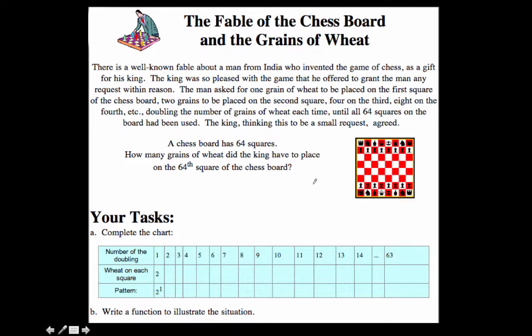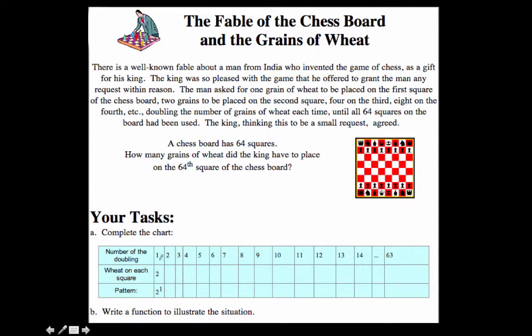So the fable is this man from India had invented the game of chess as a gift for his king. And the king was so happy that he said, "Ask me any request within reason and I'll grant it to you." And so the man said, "Okay, here's what I want. I want a grain of wheat on the first square and 2 grains on the second square, and so forth, and just double it every time and go along all 64 squares on the chessboard." And that seemed fair to the king because he was thinking 1, 2, 4, 8, those are all small, that's not very much. And so he said, okay.